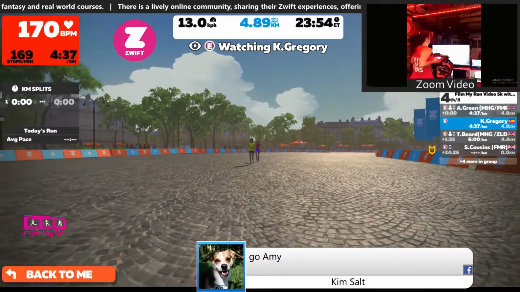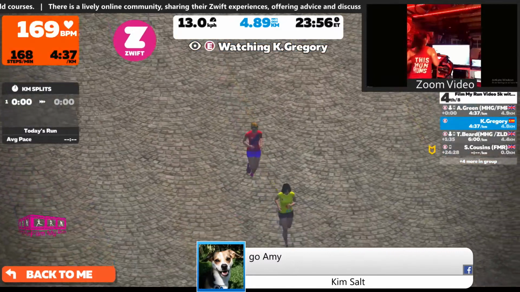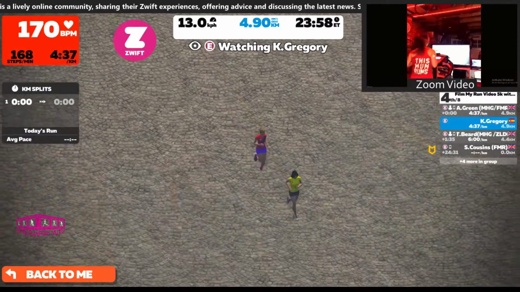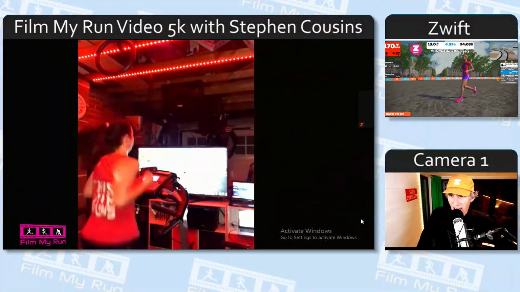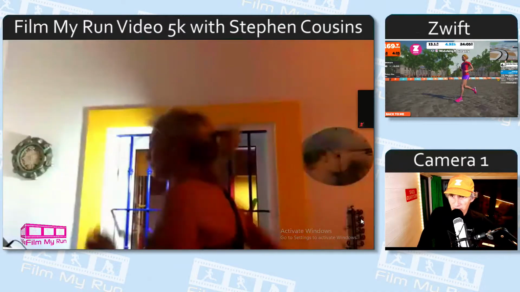Rob Harrison is saying he's keeping with his Brooks for everyday use. That's what I do. I keep my New Balance for everyday use, and only wear the Vaporflies for races.